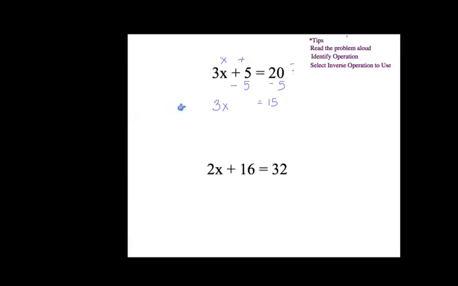Notice how I just have my 3 times x on one side of my equation, and my number all by itself on the other side. This is a nice simplified problem for us here. Now I do my division step. Divide by 3, and I solve that x is equal to 5.